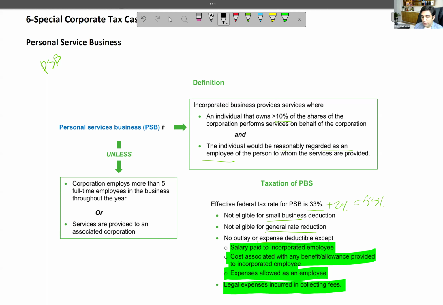What will happen is that if that company has more than 5 full-time employees, and they should be non-related people. So if they have more than five full-time employees, then they will not be considered as a PSP and they can use all that 11, 27%. They will be taxed as normal people.